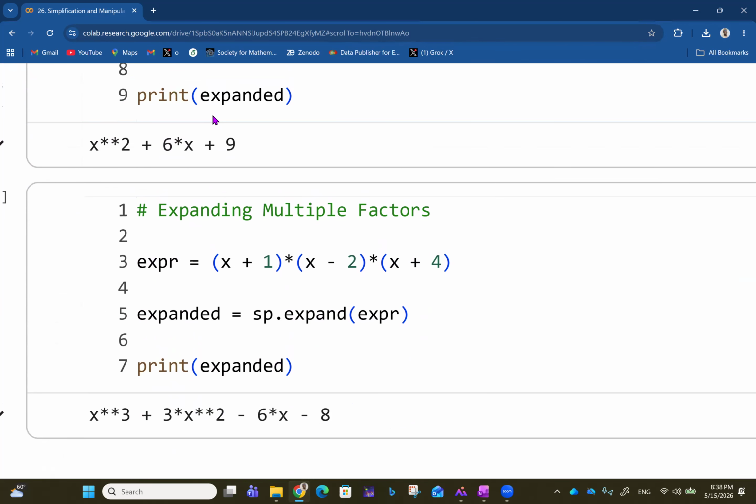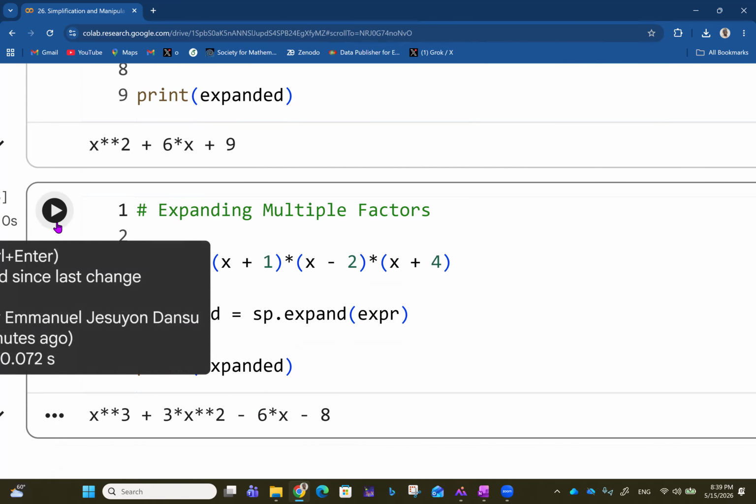Then expanding multiple factors. You can expand multiple factors also with SymPy. Imagine the expression x plus 1 times x minus 2 times x plus 4. If you expand that, you have sp.expand of the expression, and then you print the expanded expression, which is x cubed plus 3x squared minus 6x minus 8. To set the code up, just declare the expression, expand, and print.